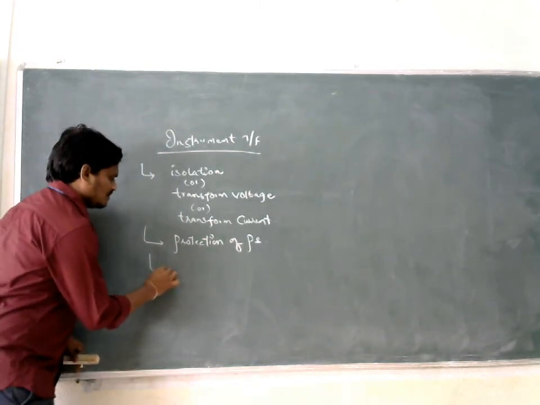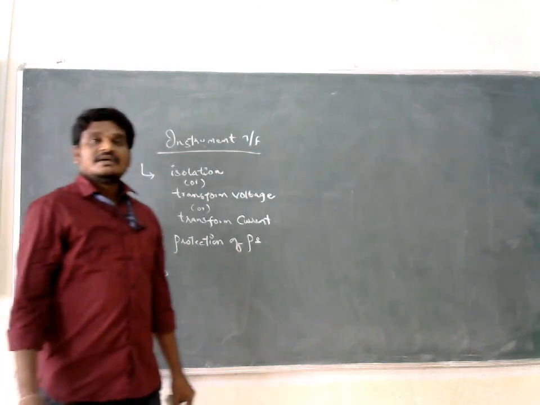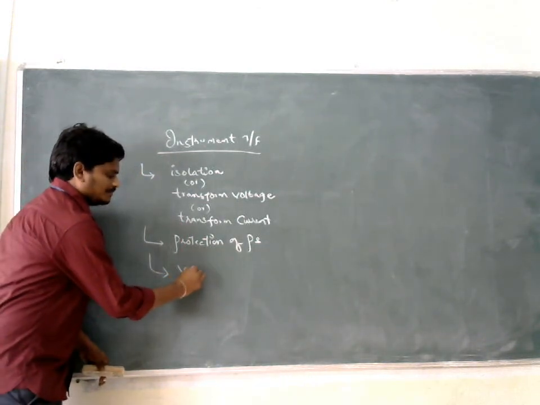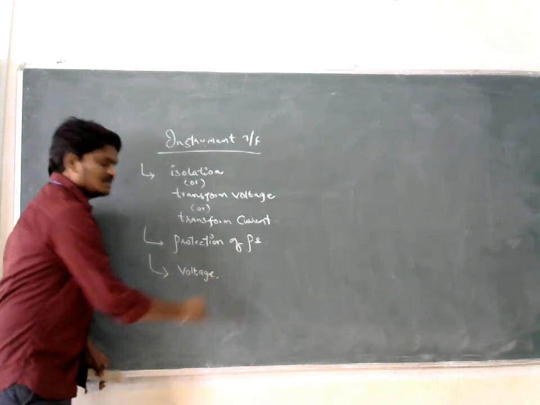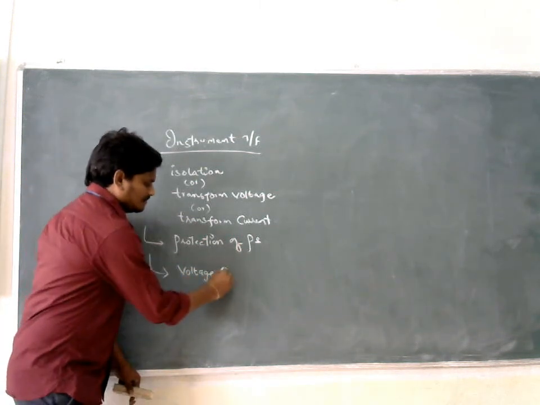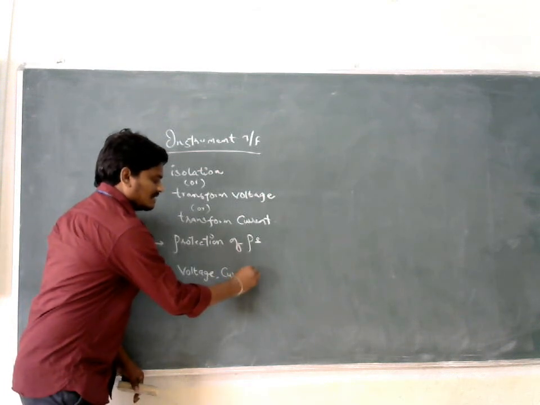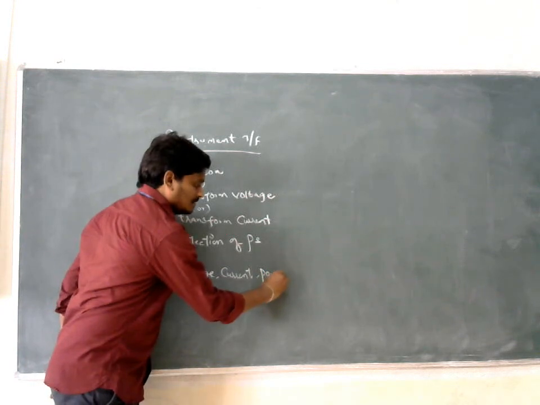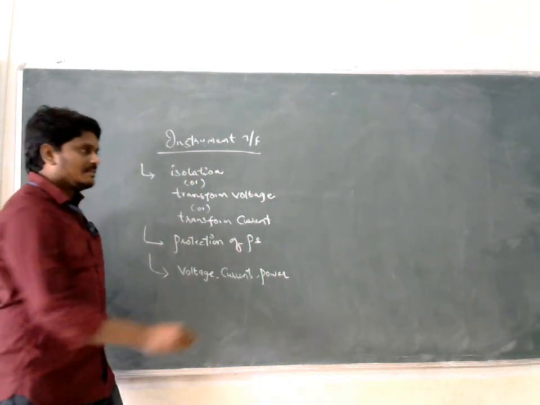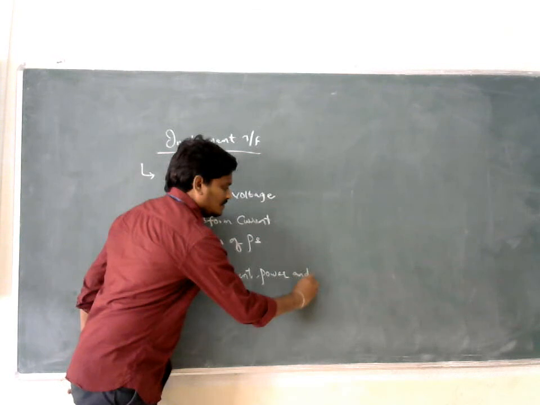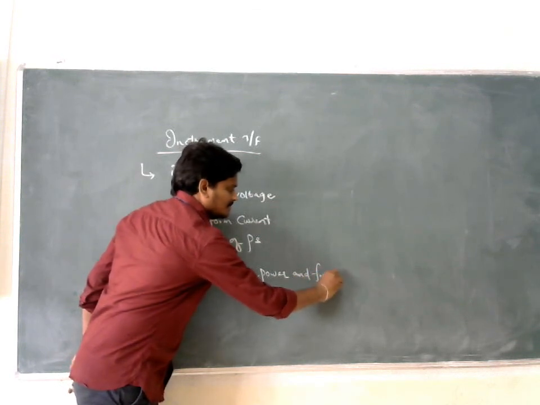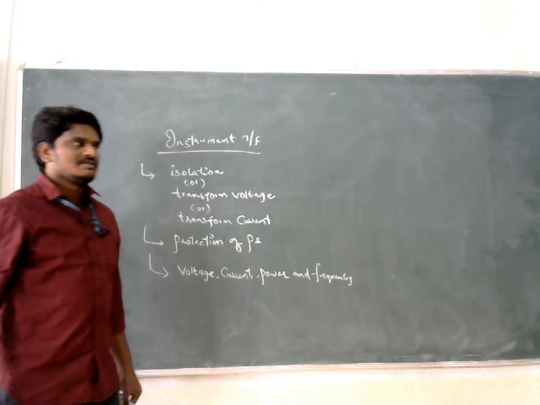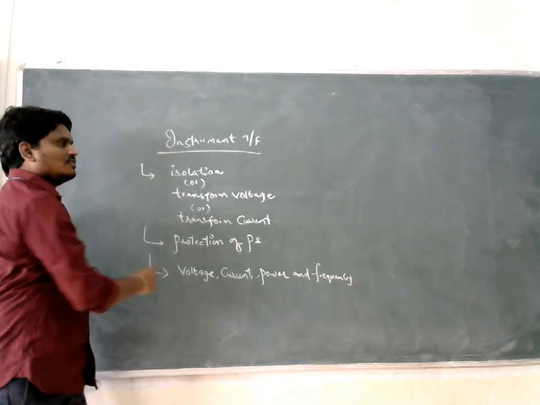The next function of an instrument transformer is, instrument transformer can also be used to measure voltage. It can be used to measure current. It can be used to measure power. And also the same instrument transformer can be used to measure frequency. These are the main functions of an instrument transformer.